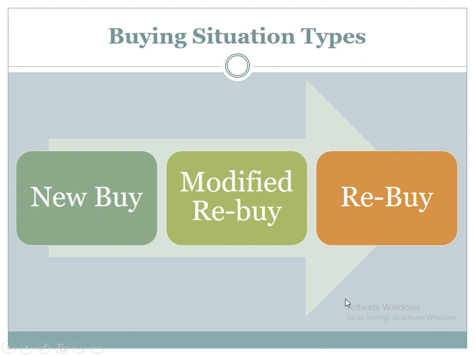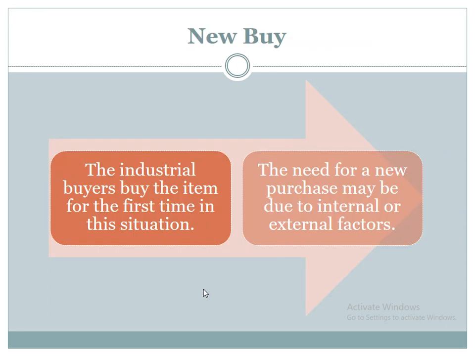Now there are three types of buying situation. There are three common types of buying situation, namely new buy, modified rebuy, and rebuy, discussed as follows. So the buying situation types: new buy, modified rebuy, and rebuy. We will start with new buy.